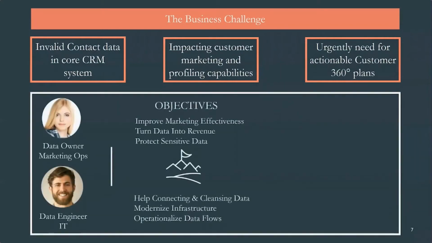Let me introduce you to the two key personas that we're going to look to in this demonstration. First up, we have the data owner, who is a marketing ops person. In marketing operations, her objective is to improve the effectiveness of marketing campaigns, to turn the data that they capture on individuals into revenue, and obviously at the same time to be mindful of regulatory obligations such as GDPR or PII, and hence protect sensitive data.